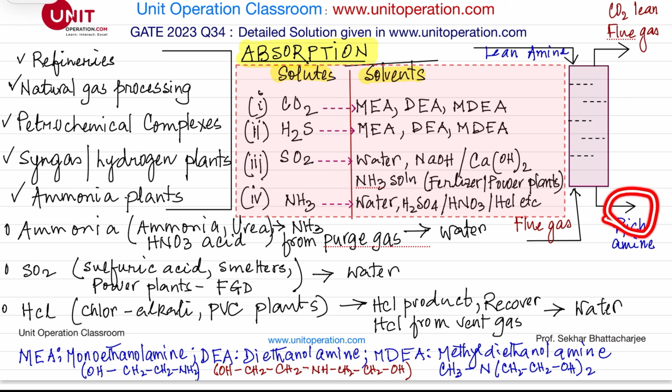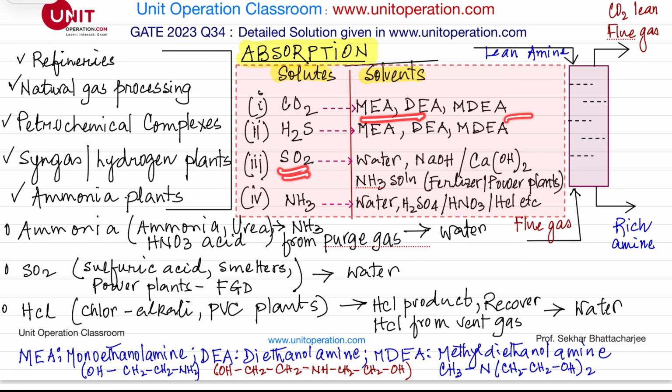So this liquid comes out rich in carbon dioxide or H2S, and the lean gas, which has a much lower concentration of carbon dioxide compared to what is coming in, goes out, and depending upon the concentration, it can be discharged to the environment or sent for further treatment. So these are typically absorptions. For carbon dioxide, as we said, we use these.